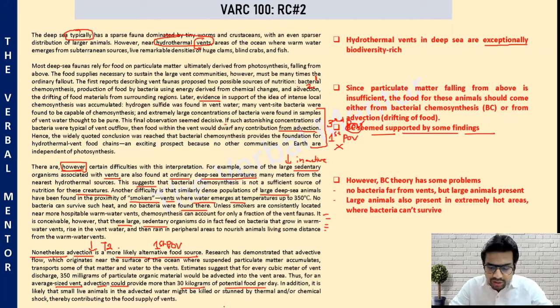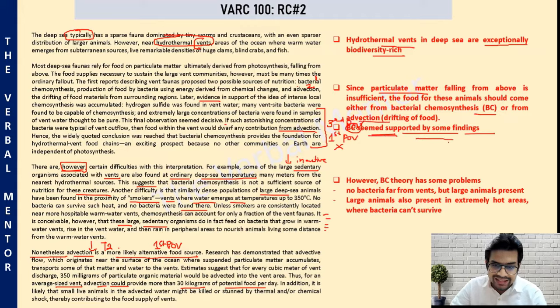So this is the final stand of the author. Let's understand the thought flow now. He says hydrothermal vents have large animals. Other areas of sea do not usually have large animals. Photosynthesis cannot be the source of food for these animals because it is insufficient. There can be two sources. Number one, bacterial chemosynthesis. Number two, advection.